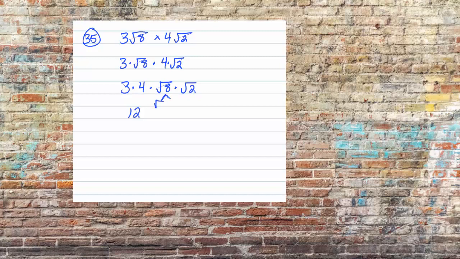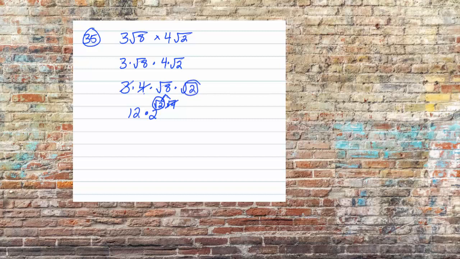If I factor out a root 2 times root 4, I'll notice two things here. We've already dealt with our 3 and our 4. That multiplied to 12. Now I have the root 4. Square root of 4 is 2. So that takes care of that term. I'm left with the square root of 2 times the square root of 2.